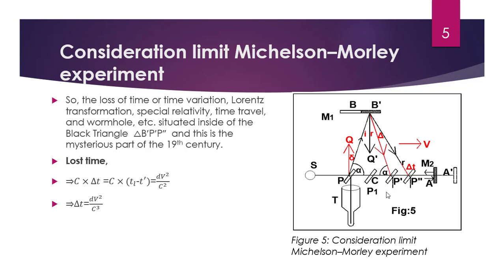Lost time, C into dt, this dt equal to C into T minus T dash equal to dv square by C square, dt equal to dv square by C cube. Last it.